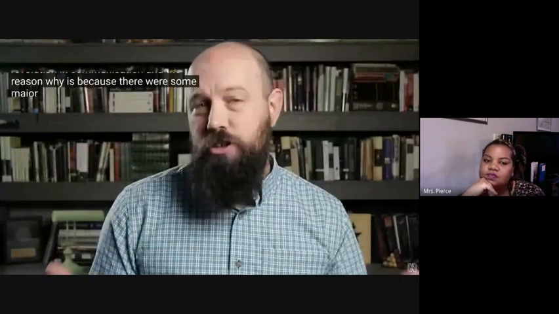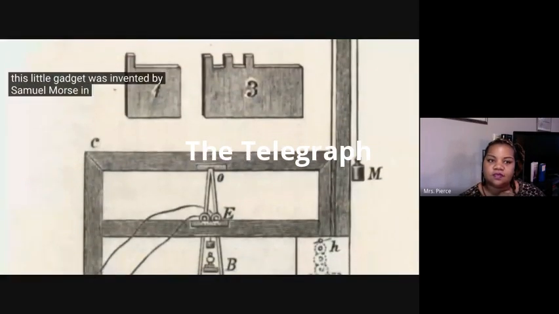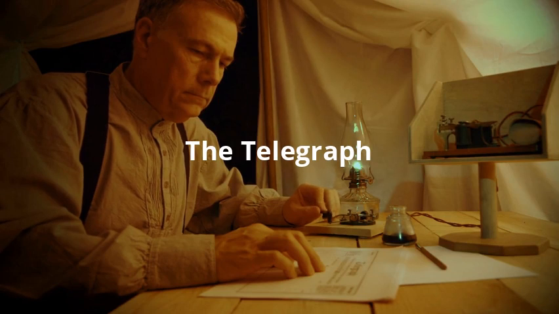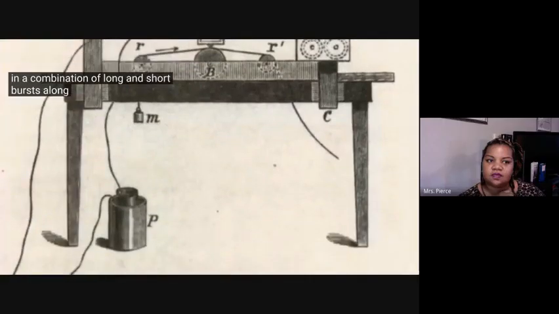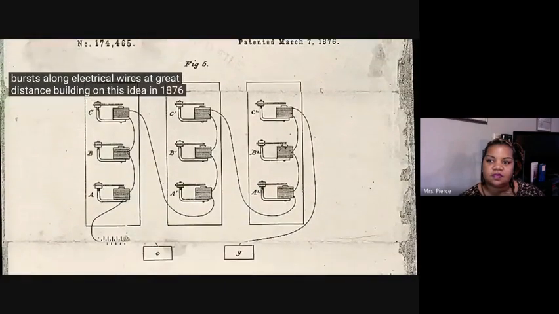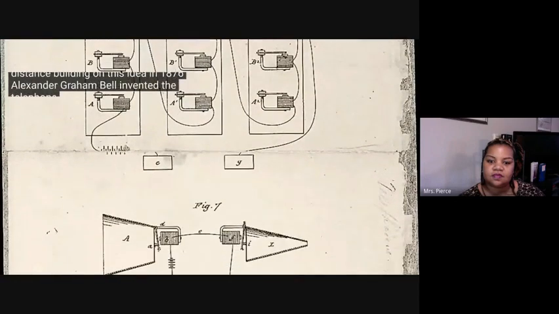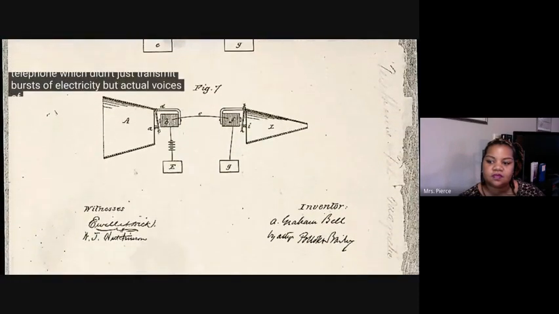Also in the Second Industrial Revolution, there was a revolution in communication, because there were some major developments during this period in the harnessing of electricity. One of the applications of this harnessed electricity was the telegraph. This little gadget was invented by Samuel Morse in 1837, and was capable of sending pulses of electricity in a combination of long and short bursts along electrical wires at great distance. Building on this idea, in 1876, Alexander Graham Bell invented the telephone, which didn't just transmit bursts of electricity, but actual voices of actual human beings.